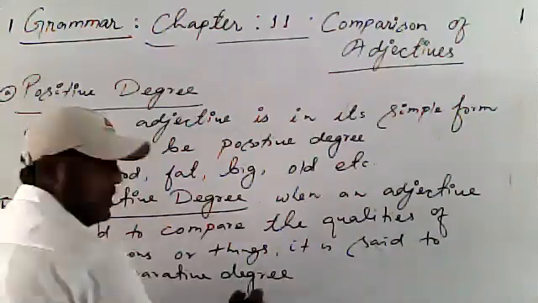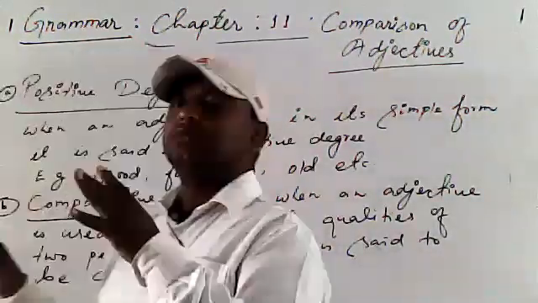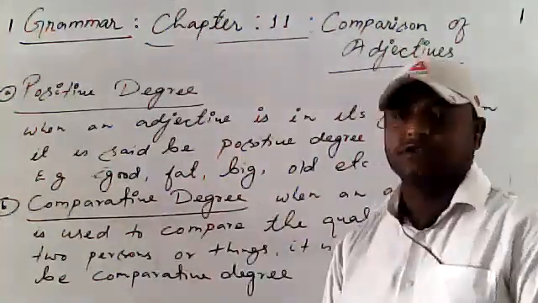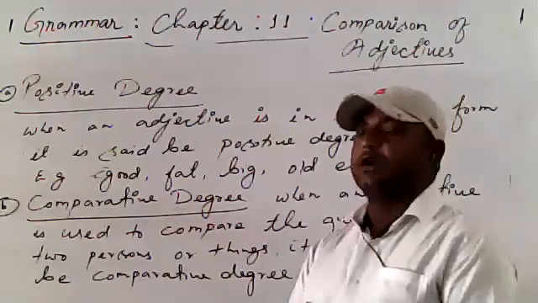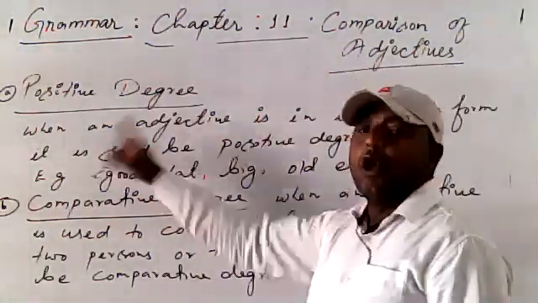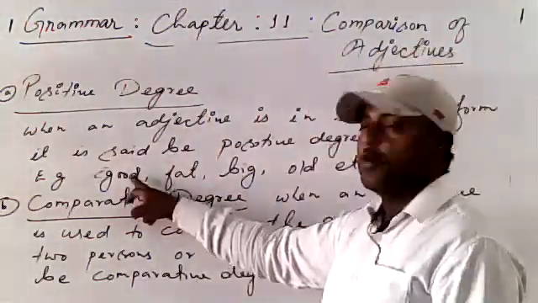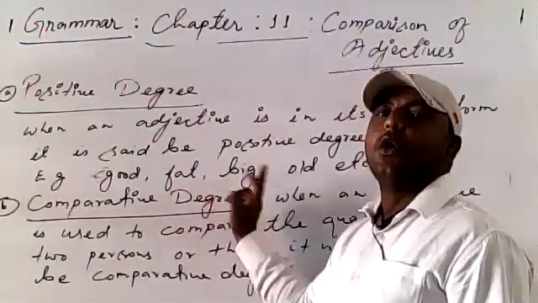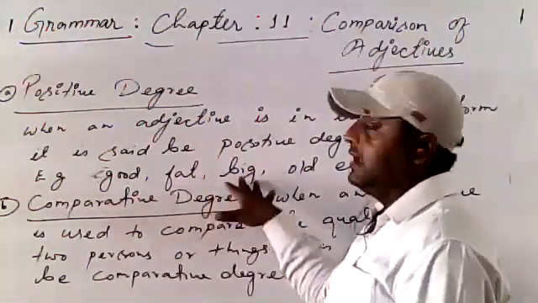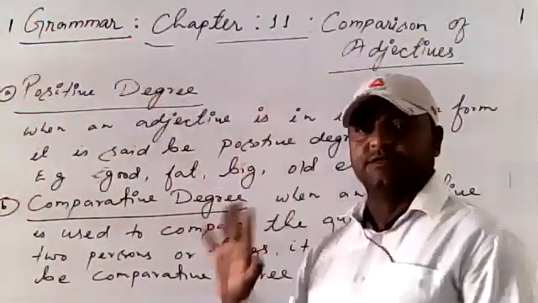Students, now look at the board. The third one I am not able to write here. I will write after erasing this. Now look here. Students, what do you understand by positive degree? When an adjective is in its simple form, like good, fat, big, this is the simple form of adjective, then it is said to be positive degree.